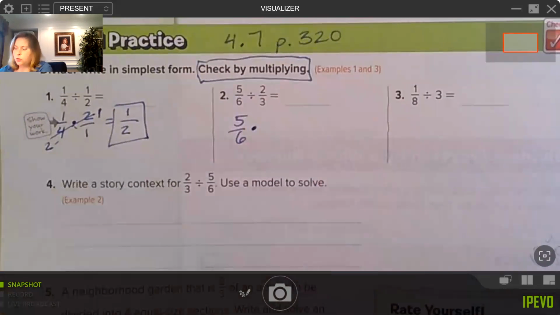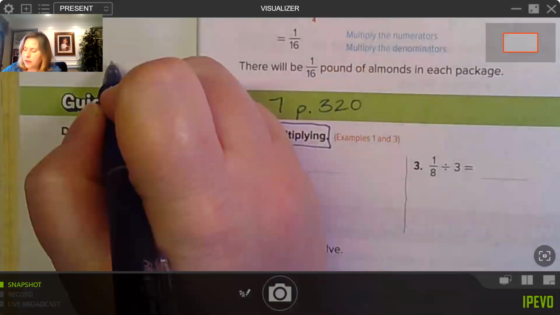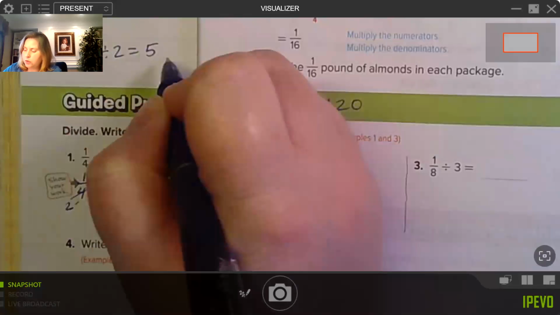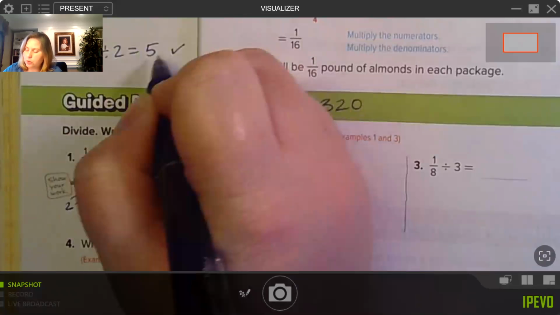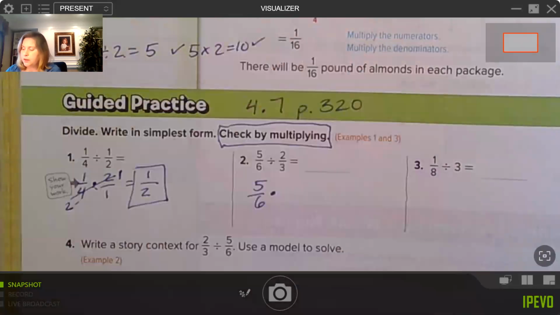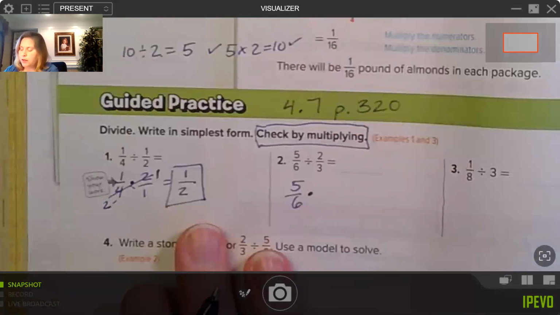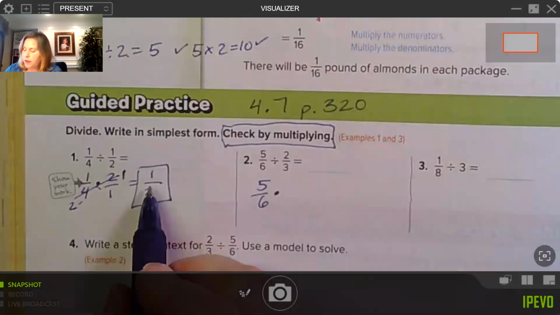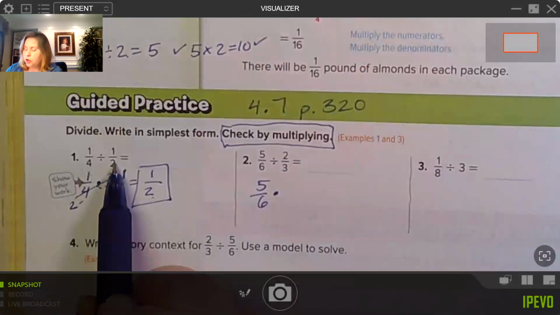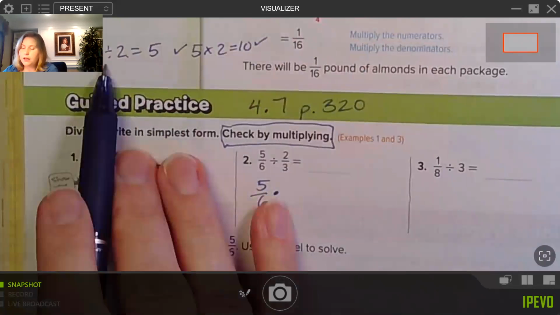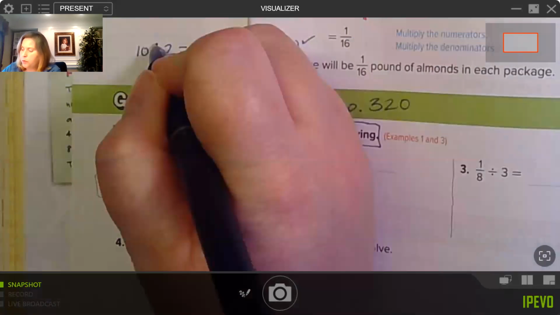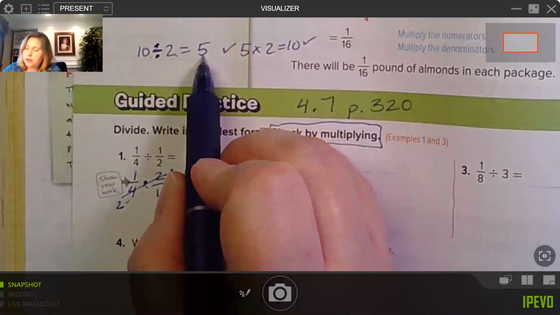to check by multiplying. So when you had a problem like 10 divided by 2, you knew the answer was 5. To check that, you did 5 times 2 to see if it equals 10. 5 times 2 equals 10. So that's your check step. We're doing the same thing here. Our answer was 1/2. So we had 1/4 divided by 1/2 equals 1/2. So the same way we had when we had 10 divided by 2, we checked it by doing 5 times 2 to see if it equals 10.